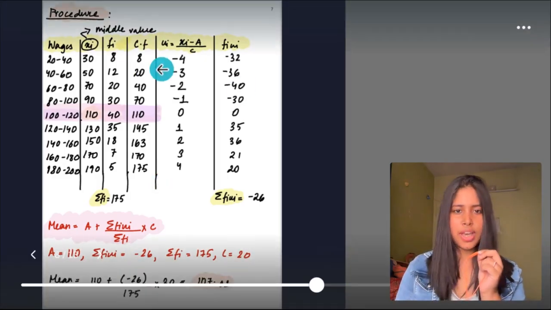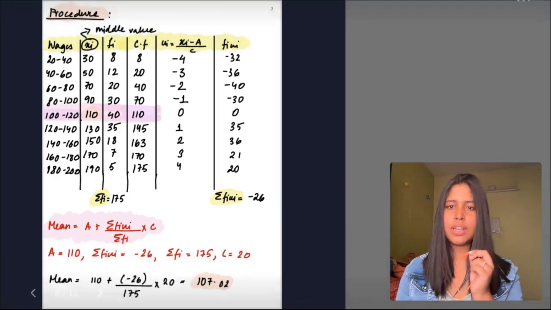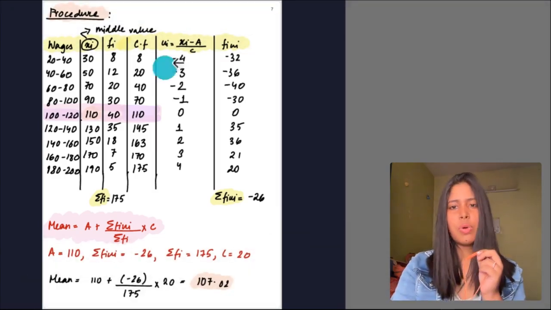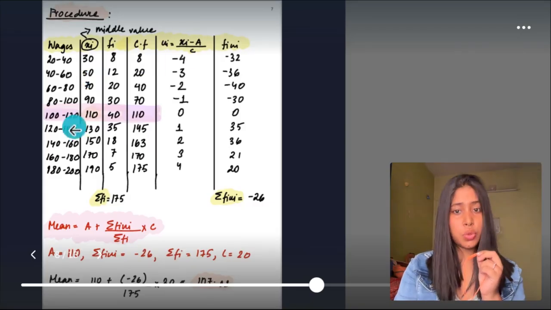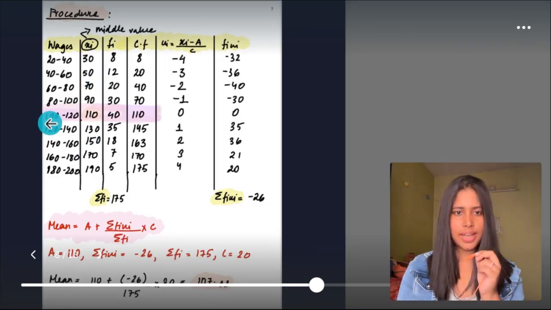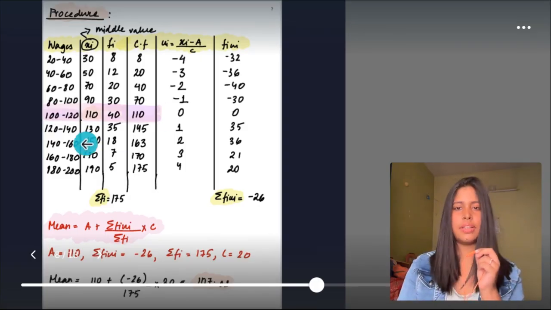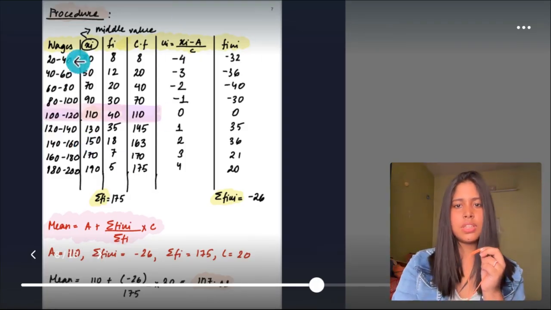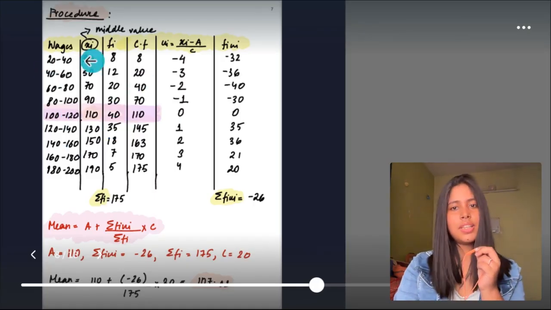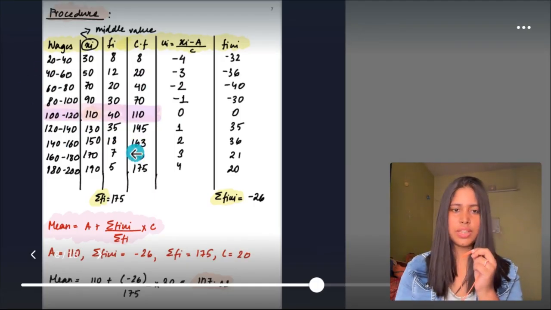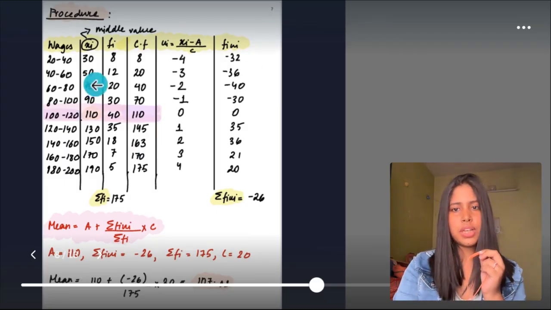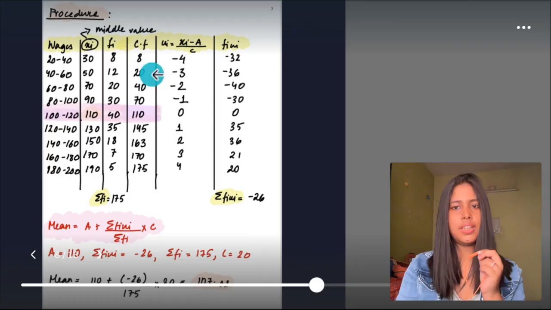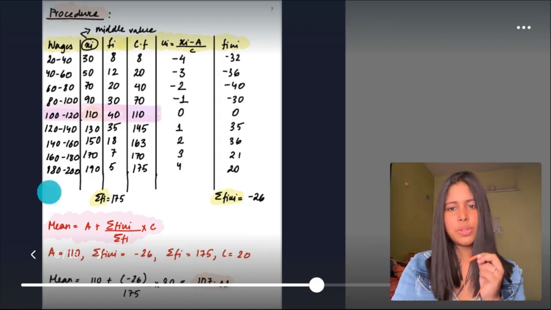Now what is ui? I've already told you that ui is equal to xi minus a divided by c. What is xi here? 30. A is the assumed mean, which we took to be 110. You can take any number, but I have taken the middle value, 110. So xi minus a is 30 minus 110, and what is c? C is 40 minus 20, which is 20, the class width. So 30 minus 110 divided by 20 is equal to minus 4. And we do the same for all the wages here. Last is 180 to 200, and then the ui will be 4.